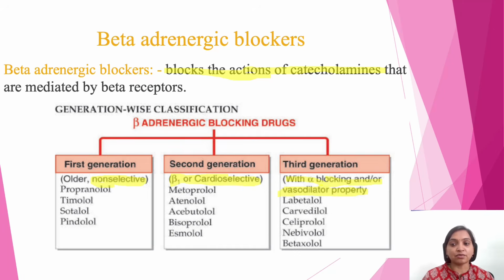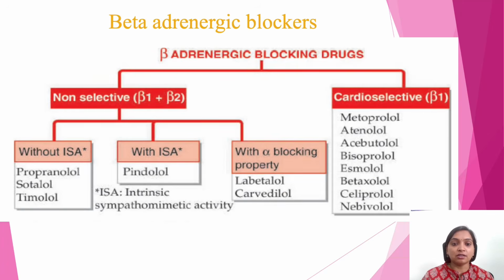So this is generation wise classification. And he also told previously it was classified like this: non-selective, which is having action on beta 1 and beta 2, and cardioselective, which is beta 1. In this, further we have something called as with and without intrinsic sympathomimetic activity. This is also important. Why? We will study those in the further slides.